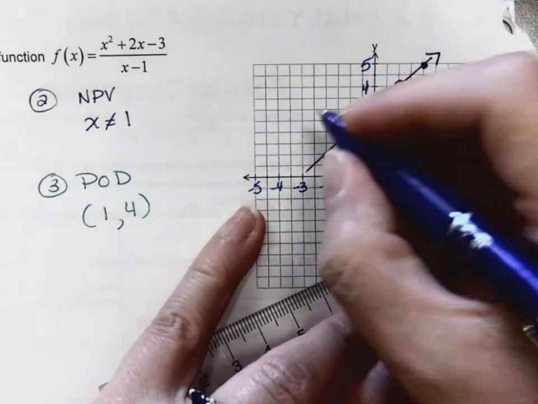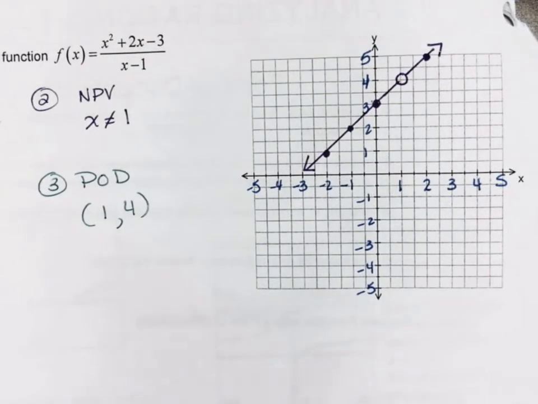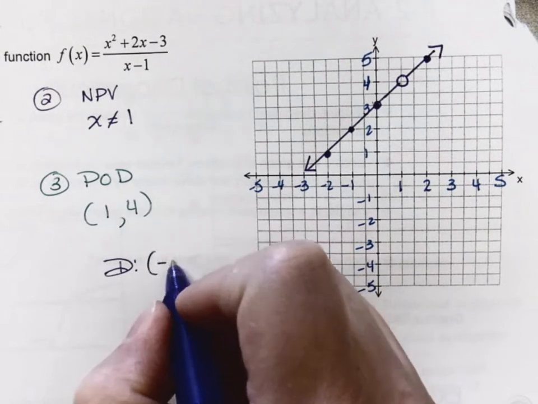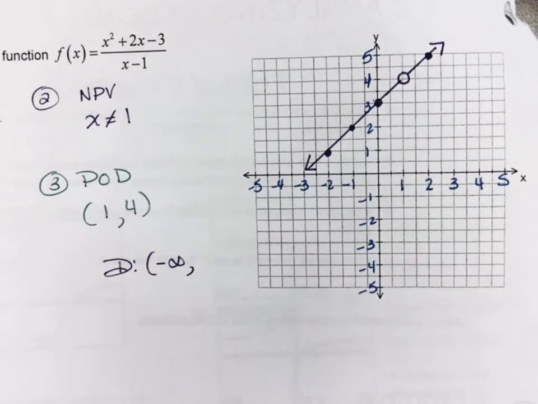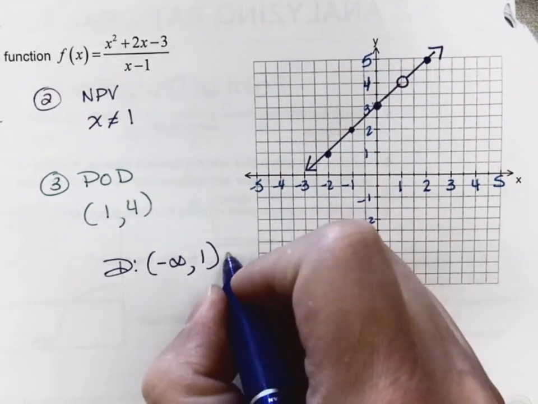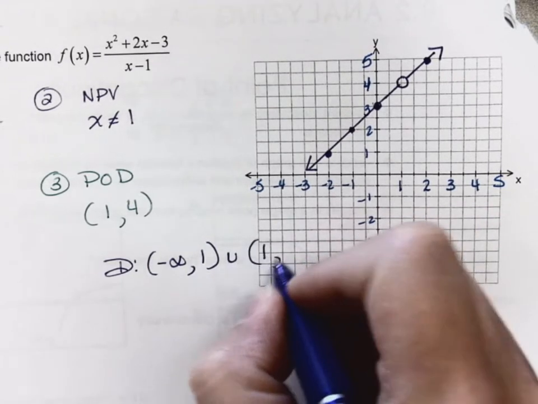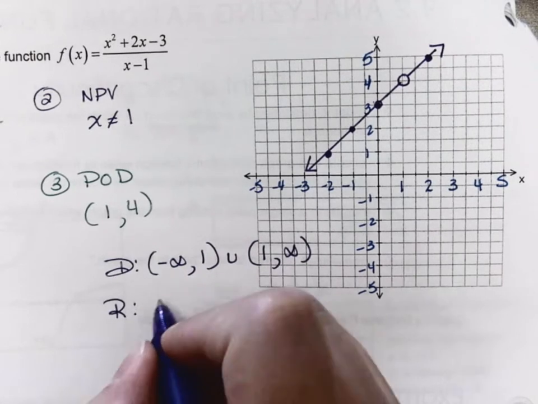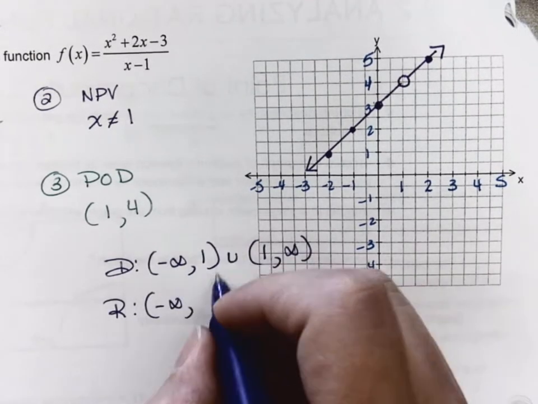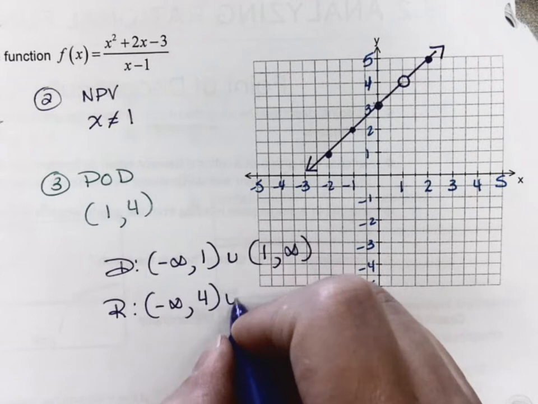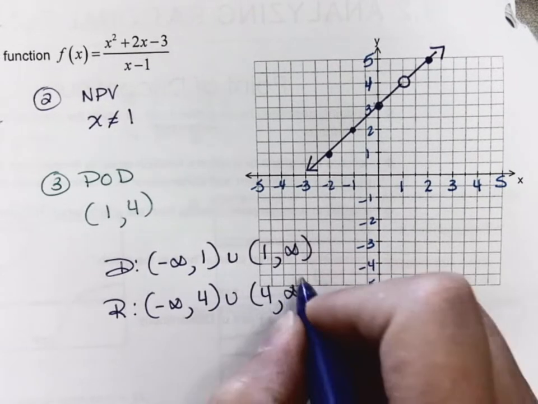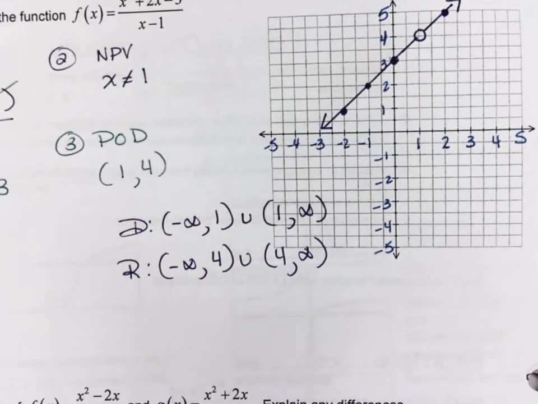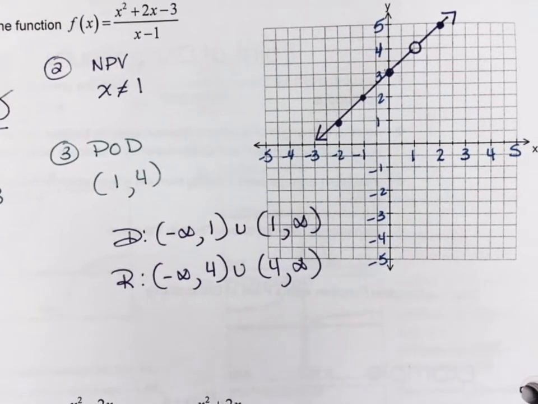Let's do the domain and range just for funsies. Domain: negative infinity to 1 not inclusive, in union with 1 not inclusive to positive infinity. Range: negative infinity to 4 not including, 4 to infinity. I think we're okay.